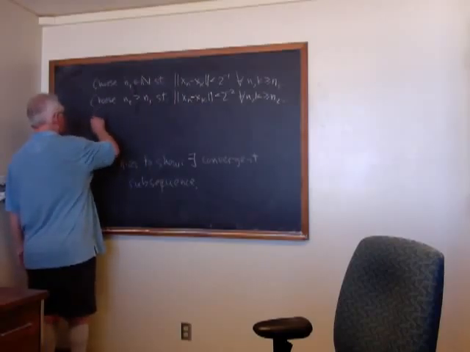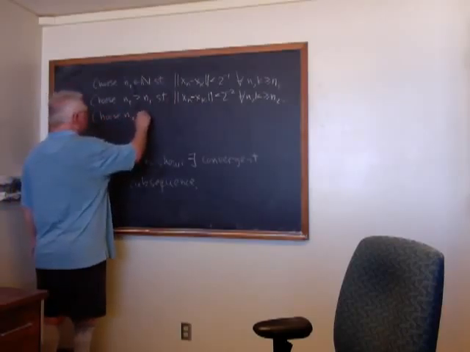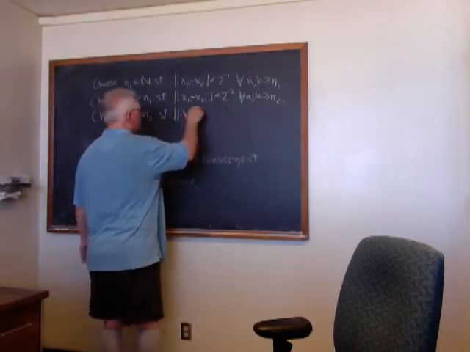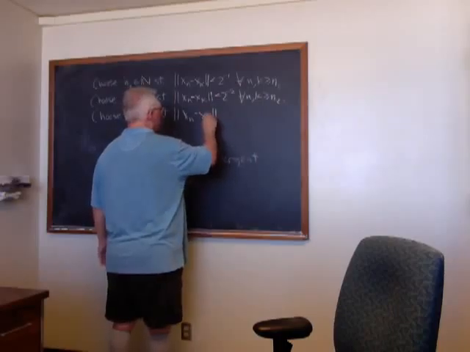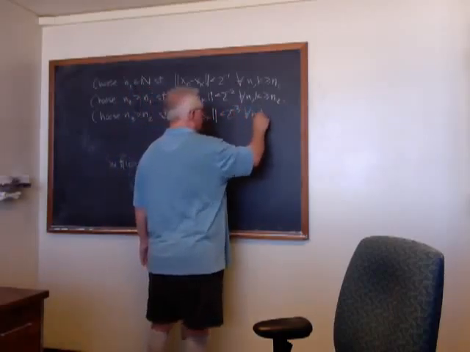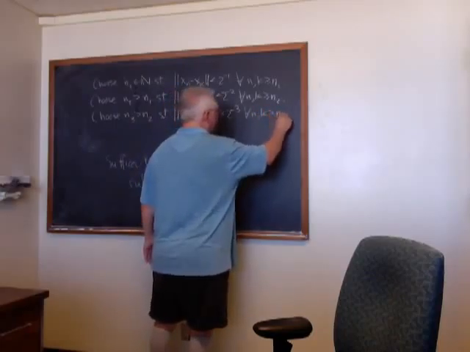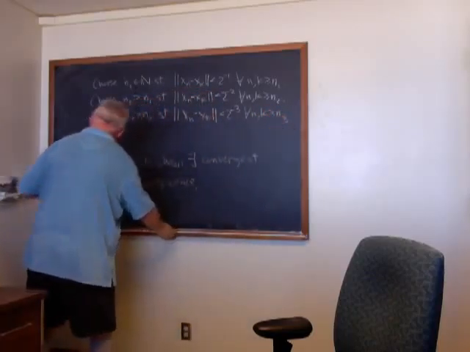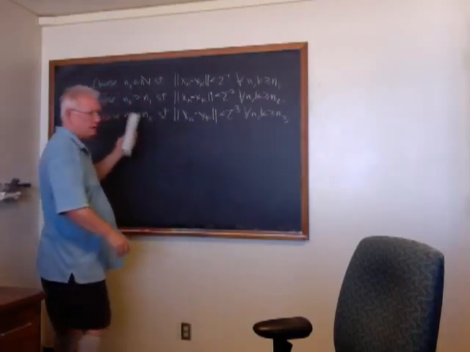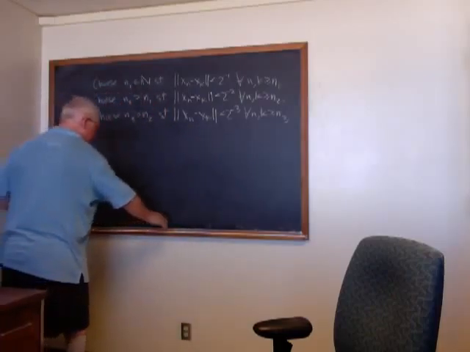Continue inductively. Let's show one more. Choose n_3 bigger than n_2 such that the norm of x_n minus x_k is less than 2^(-3) for all n, k greater than or equal to n_3. I can do that for the same reason as I can choose n_2.